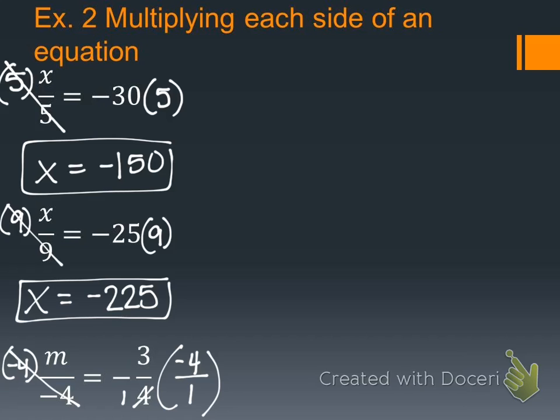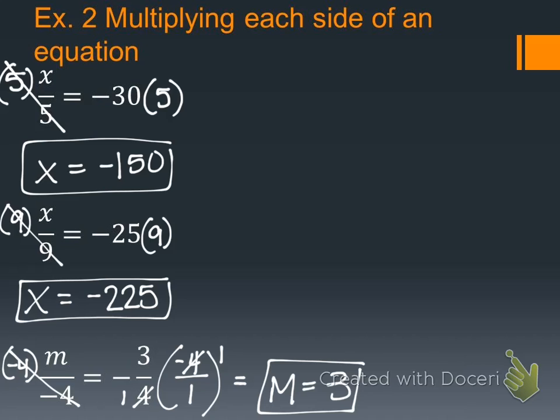Exactly. Let's simplify. 4 goes into 4 one time. 4 goes into 4 one time. So what's negative 3 times negative 1 over 1? 3, exactly. Count up your negative signs. How many do I have? 2. So I know that m is equal to positive 3, okay?